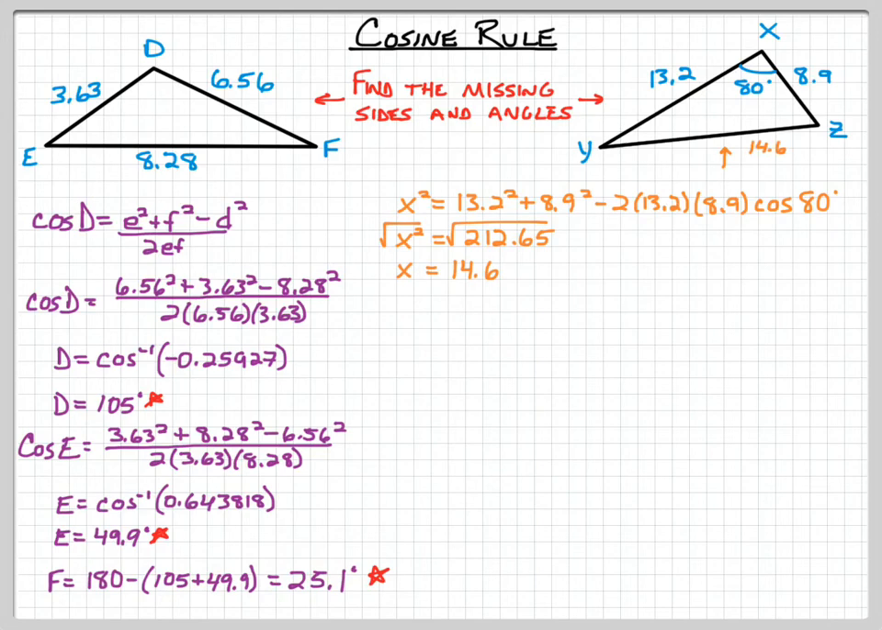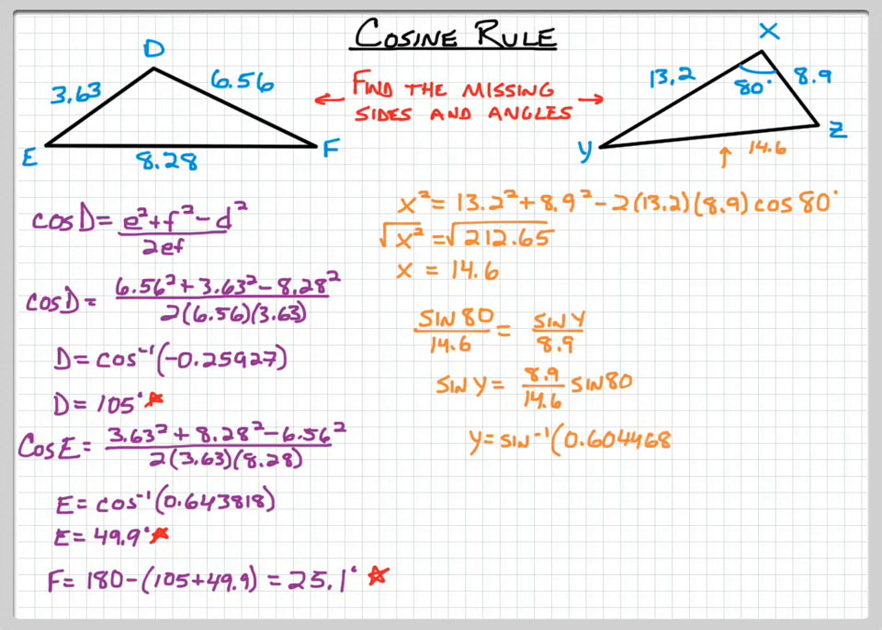So I'm going to use the sine rule just because it's a little bit easier, a little bit quicker to do. So I'm going to say sine of 80 over 14.6 is equal to, let's do y, sine of y over 8.9. Now I want to get sine of y by itself, so I'm going to multiply both sides by 8.9. So sine of y is equal to 8.9 over 14.6 times sine of 80. Again, do our inverse of sine and calculate that whole value, and we get y is equal to 37.2 degrees.